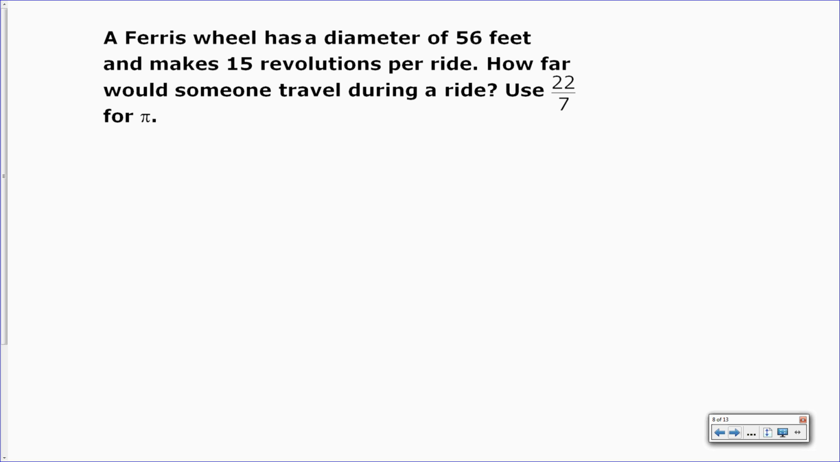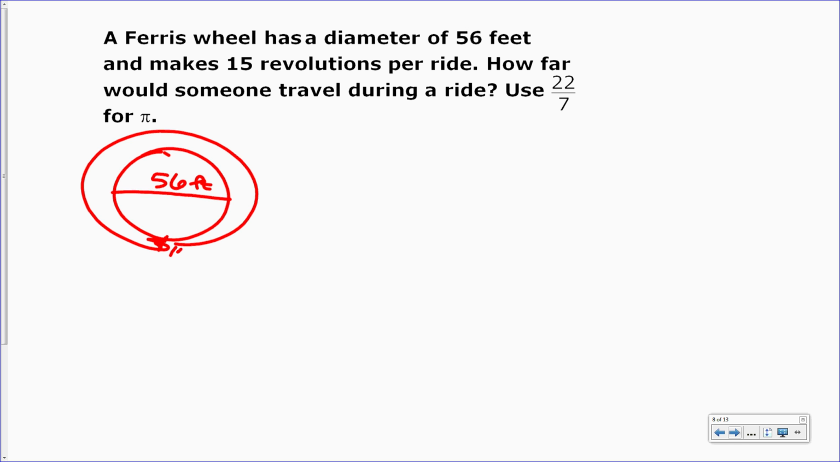The next thing you see on your notes is an example with a Ferris wheel. It says a Ferris wheel has a diameter of 56 feet. It makes 15 revolutions per ride. So the question says, how far would someone travel during a ride? So let's draw a picture to help us out here. If I have a Ferris wheel with a diameter of 56 feet, and you get on the ride and go around all the way 15 revolutions, basically we're finding circumference, and we want 15 times the circumference. So I have a diameter, so my circumference is pi times diameter, or diameter times pi.